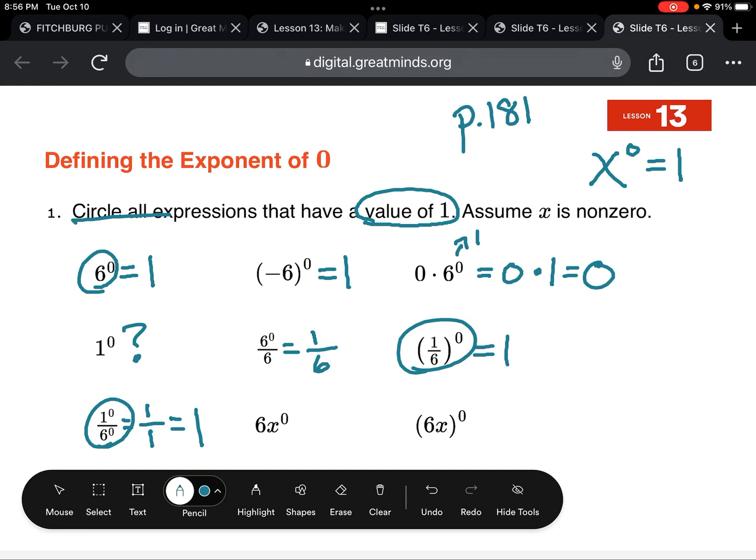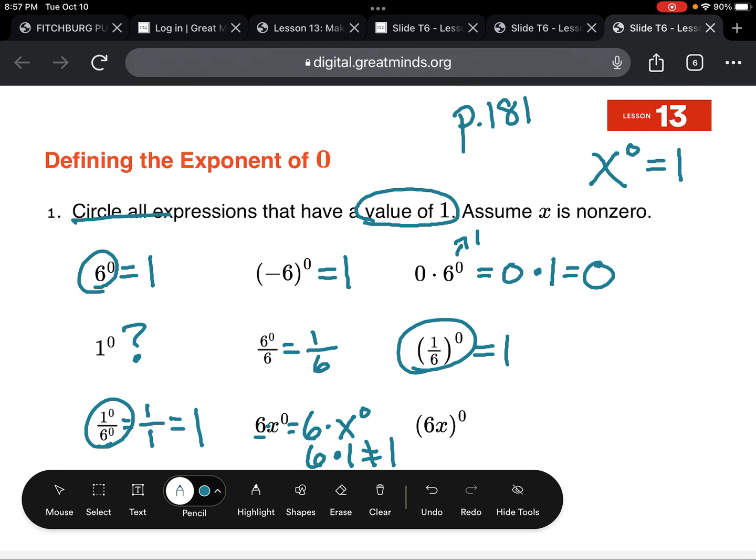Here you have to remember that this 6 is the coefficient. So this means 6 times x. I can rewrite that as 6 times x to the 0 power. Only the x is being raised to the 0 power. So that would be the same thing as saying 6 times 1. 6 times 1 does not equal 1. So we would not circle this one.